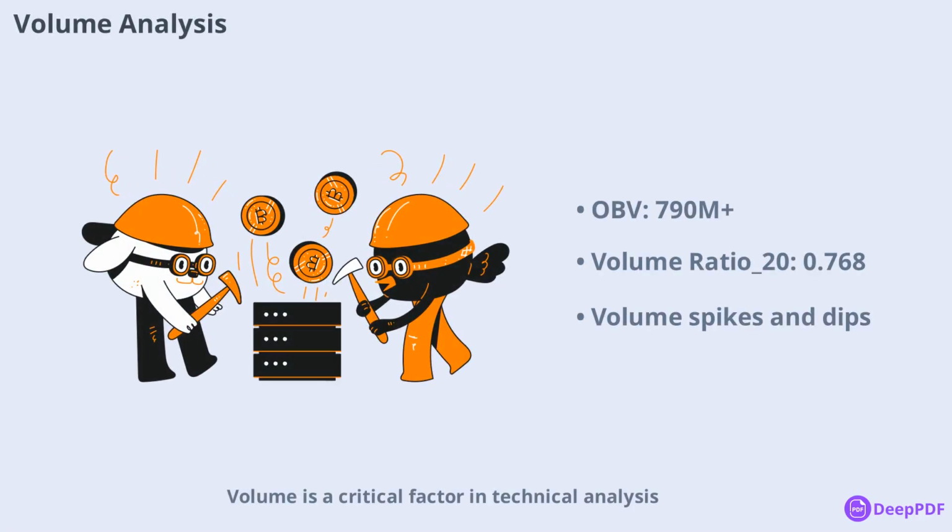Volume is a critical factor in technical analysis, as it reveals the strength behind price movements. SNGX's recent trading volume has fluctuated, with notable spikes on certain days. The on-balance volume, OBV, stands at over 790 million, indicating significant trading activity. However, the volume ratio 20 is below 1, suggesting that recent volume is slightly lower than the 20-day average. This could imply reduced interest or consolidation.